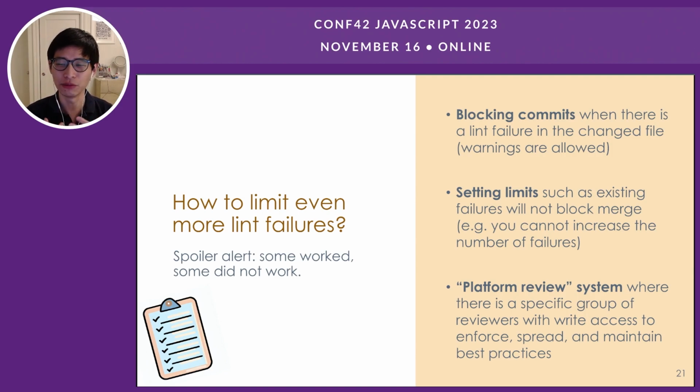Granted, it was not a popular decision, but blocking commits, you can override it for sure, but it emails everyone. But blocking commits is the best way to do this. The second thing we tried to do is setting limits. So maybe you can have 5 instances of no unused vars.